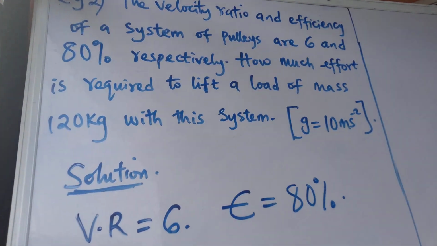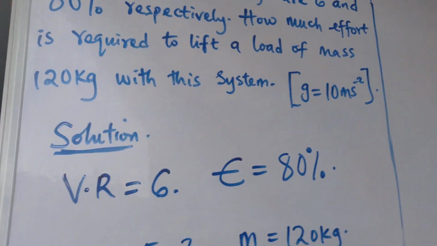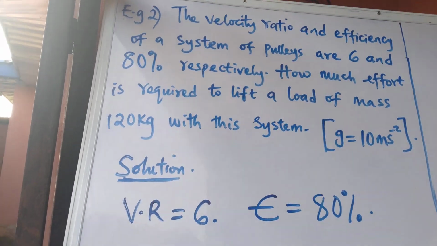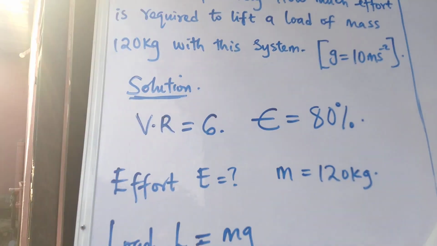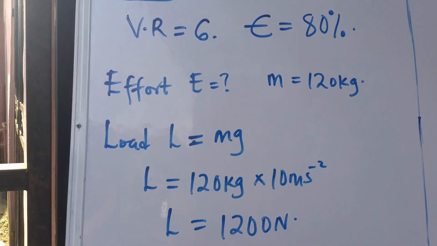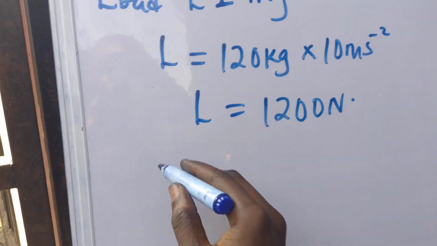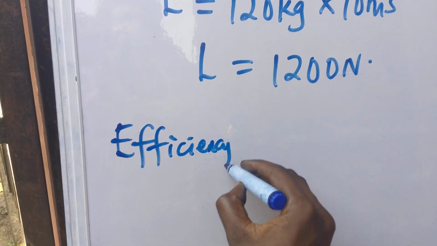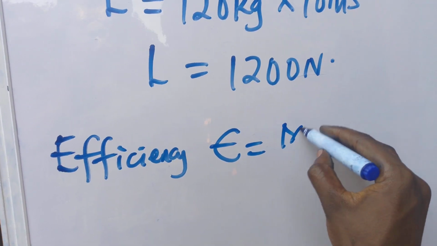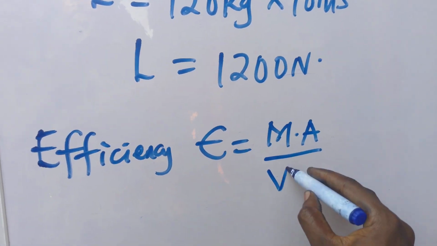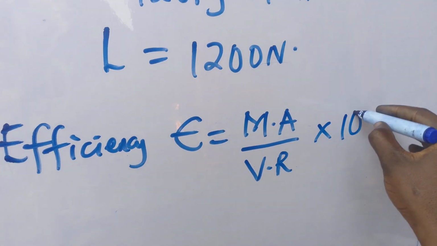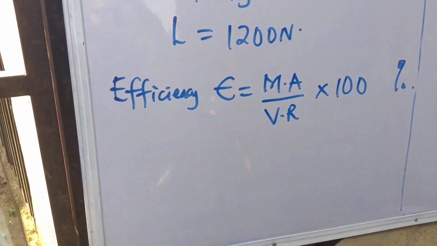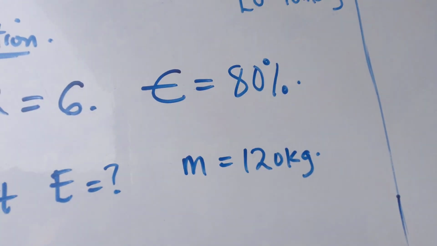Now you use the formula for efficiency, the efficiency of the system. First, let's take proper analysis of this. Now we then use the formula for efficiency. We say efficiency E is mechanical advantage over velocity ratio times 100, measured in percentage. Okay, so the efficiency is 80%, so that is 80 over 100.